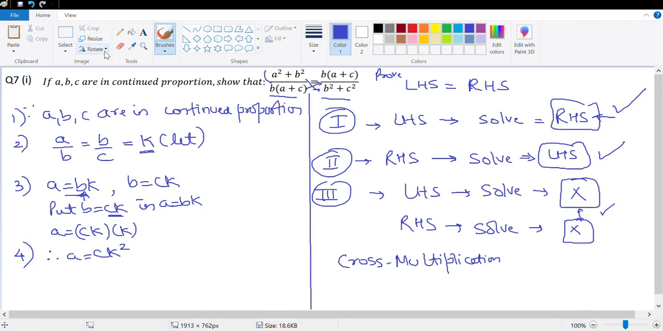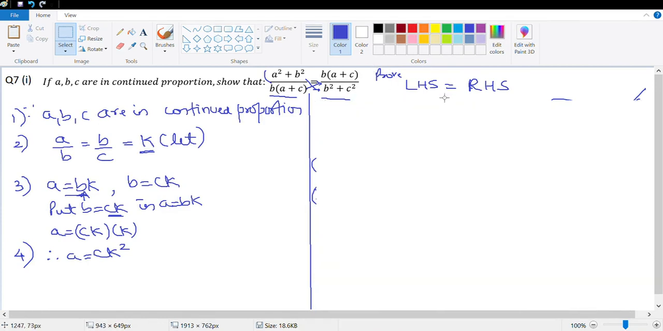The approved methods are: work with left hand side, make it equal to right hand side. Method 2, work with right hand side, make it equal to left hand side. Method 3, work with left hand side, make it equal to some number, and work with right hand side, make it equal to the same number. These are the only 3 possible options. So now we figured out the method allowed to prove left hand side and right hand side. Let's go ahead and solve this question.